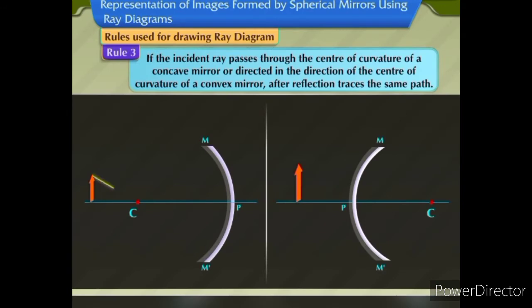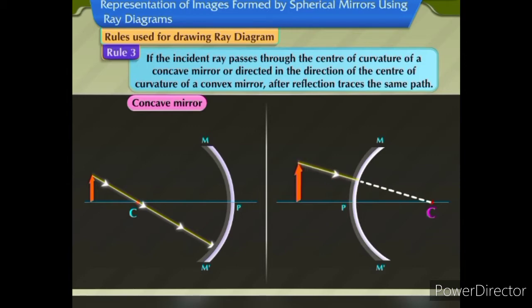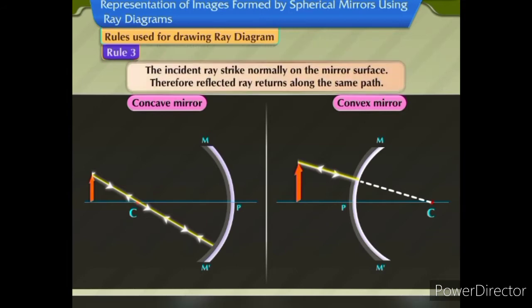If the incident ray passes through the center of curvature of a concave mirror or is directed in the direction of the center of curvature of a convex mirror, after reflection, it traces the same path. Here, the incident ray strikes normally on the mirror surface. Therefore, the reflected ray returns along the same path.